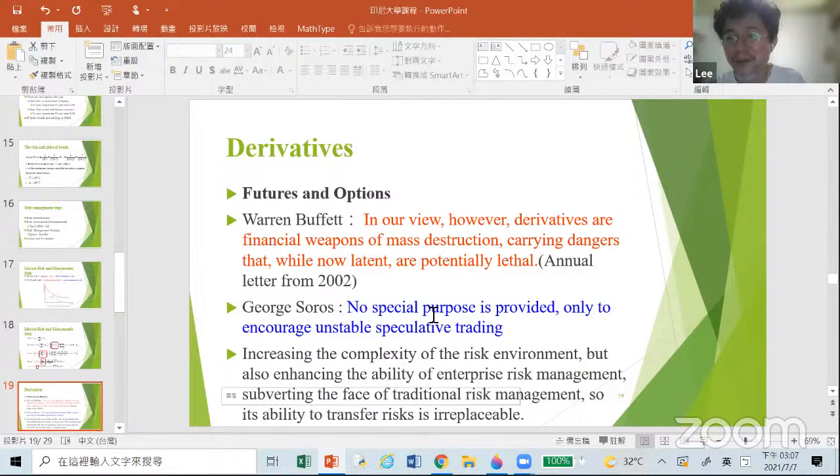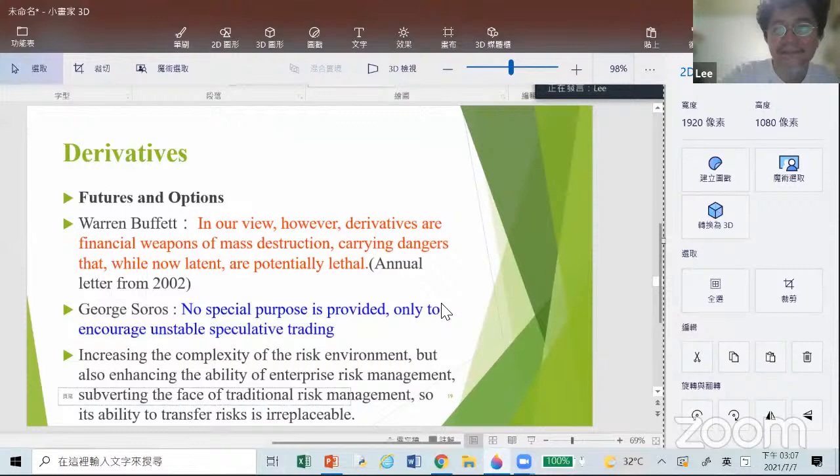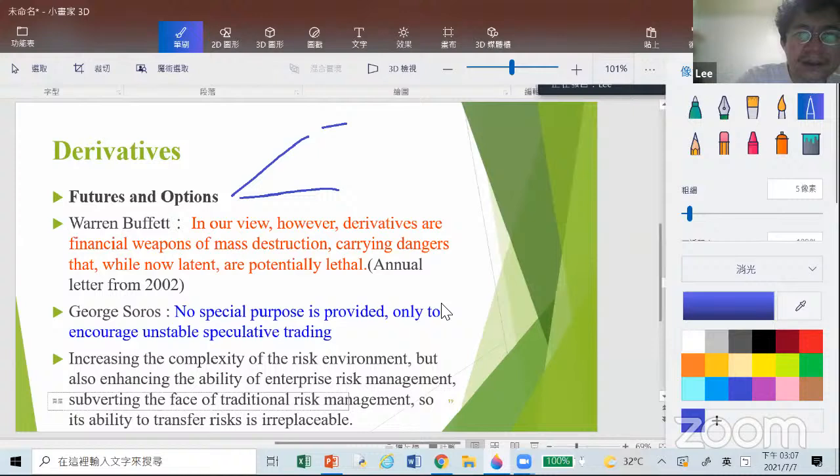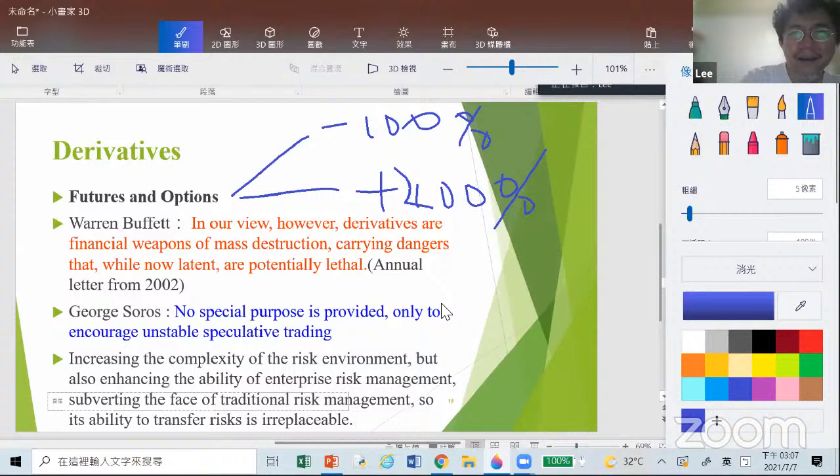So I would like to say, if you treat derivatives as an investment item, you probably lose 100%. You also have a chance to earn 100% or more, maybe 200%. It's possible if you invest your money into the derivative market. And if you put your money into stock, you just purchase stock. Maybe 50% is very, very impossible.